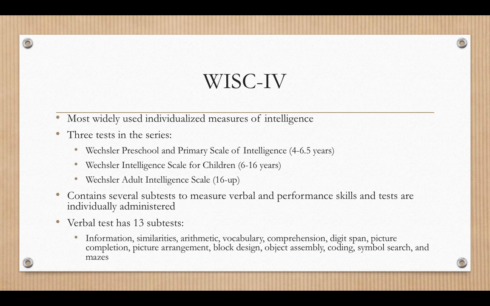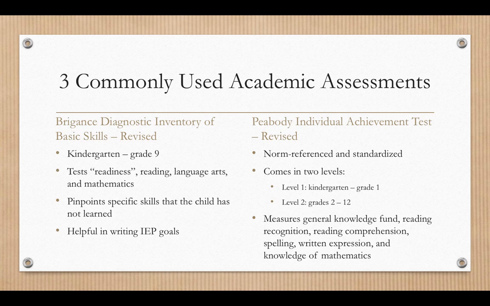These contain several subtests to measure verbal and performance skills, and tests are individually administered. The verbal test has 13 subtests, which can be seen below and include information, similarities, vocabulary, digit span, picture arrangement, coding, symbol search, and other things.